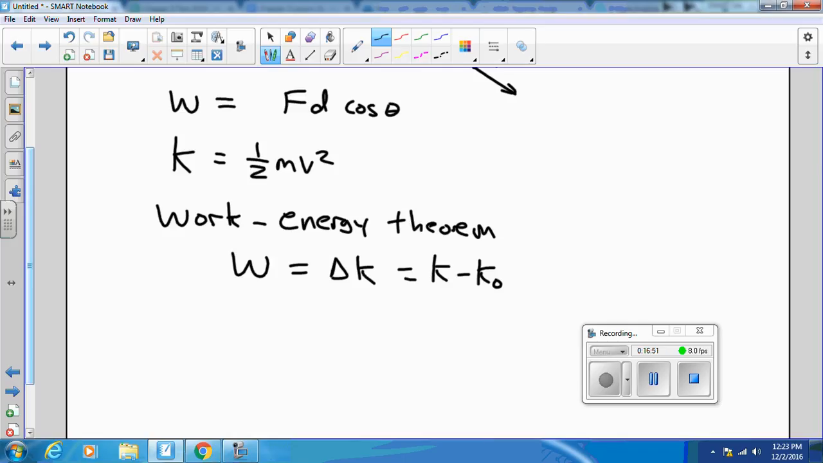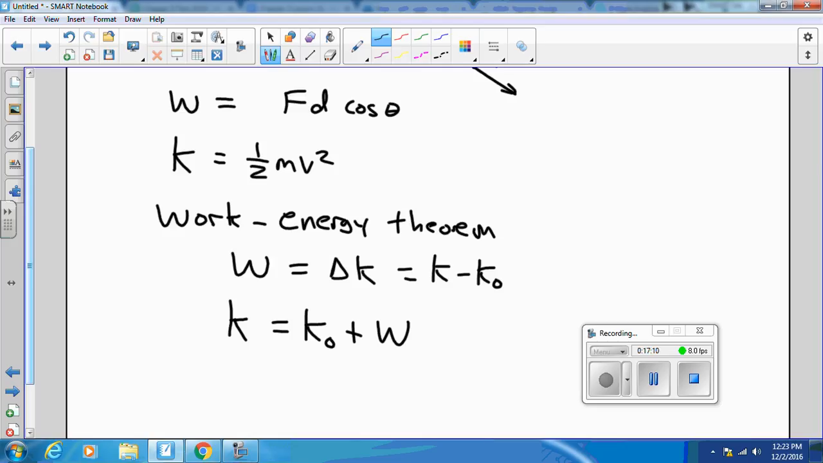Another way to rewrite this algebraically is to add k0 to both sides and say that when a work process happens, the final kinetic energy of the object at the end of that work process is equal to the initial amount plus the amount of work done.